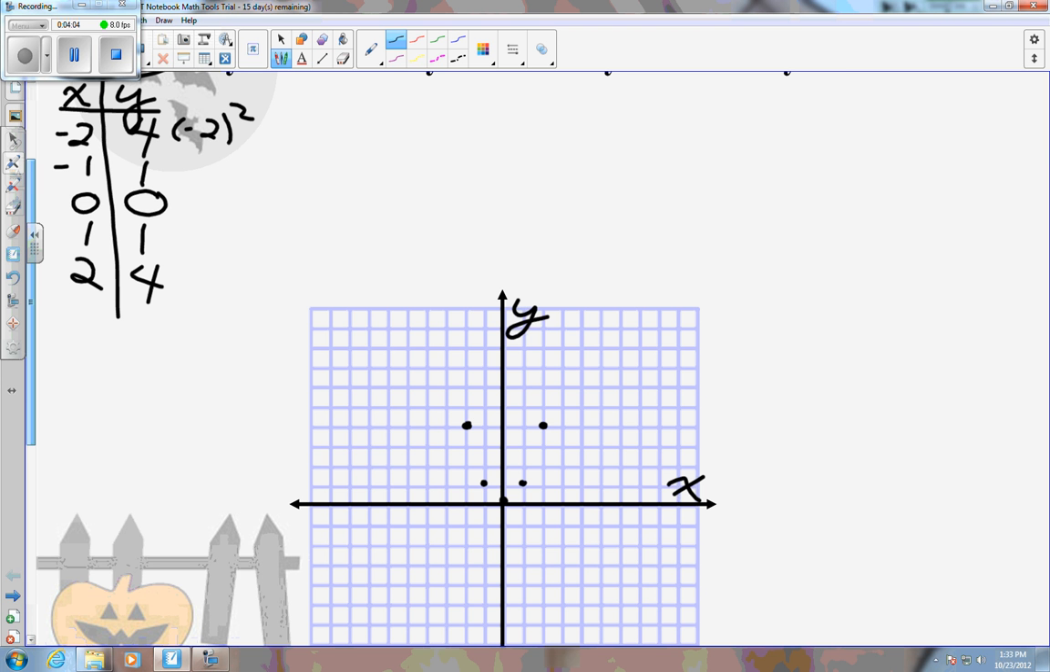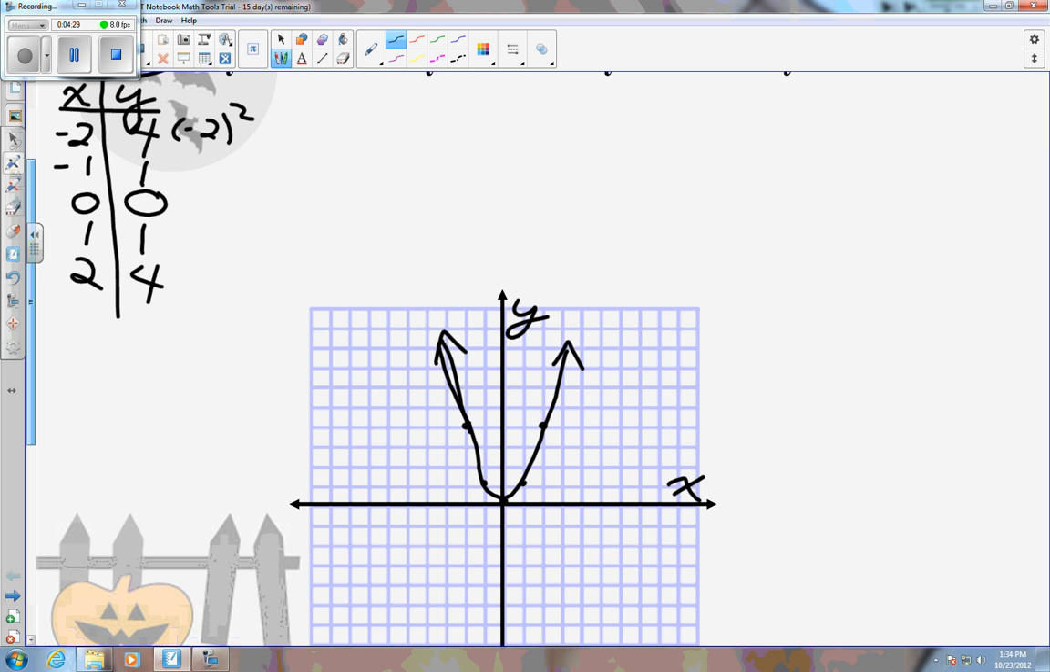Now, this, a quadratic, is a smooth curve. There are no sharp bends. There are no points. So when you connect the dots here, you're going to do a nice, smooth curve. No point at the bottom.